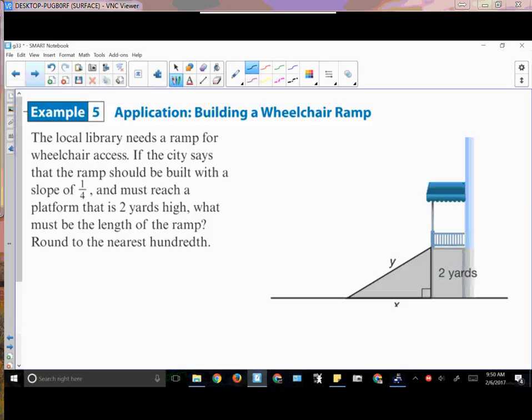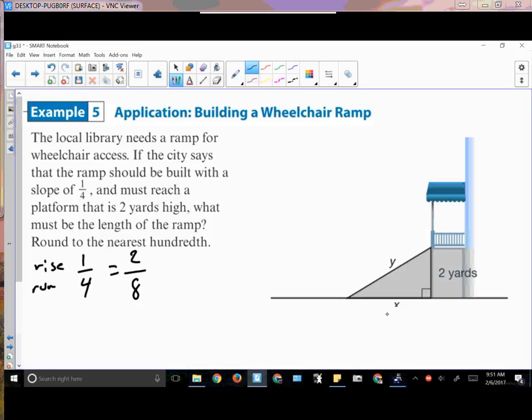It says a local library needs a ramp for wheelchair access. The city says that the ramp should be built with a slope of 1/4 and must reach a platform that is 2 yards high. What must the length of the ramp be? Okay. Well, when they give you that slope, remember slope is rise over run. So I have 1/4, and they tell me that it's got to be 2 here, so what number goes down there? 8, most definitely. Yes.